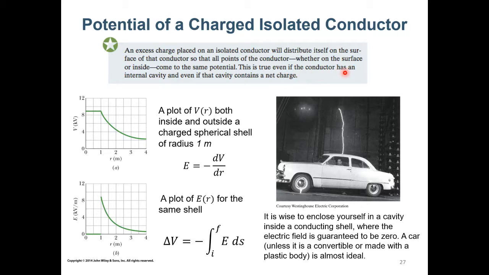This is true even if the conductor has an internal cavity, and even if that cavity contains a net charge, which means that if lightning hits the car and this guy is inside the car, then he will be safe. It's wise to enclose yourself in a cavity inside the conductor shell where the electric field is guaranteed to be zero. A car, unless it is a convertible or made with a plastic body, is almost ideal. Believe it or not, we mentioned that if you are in a car, you will be safe from being hit by lightning.